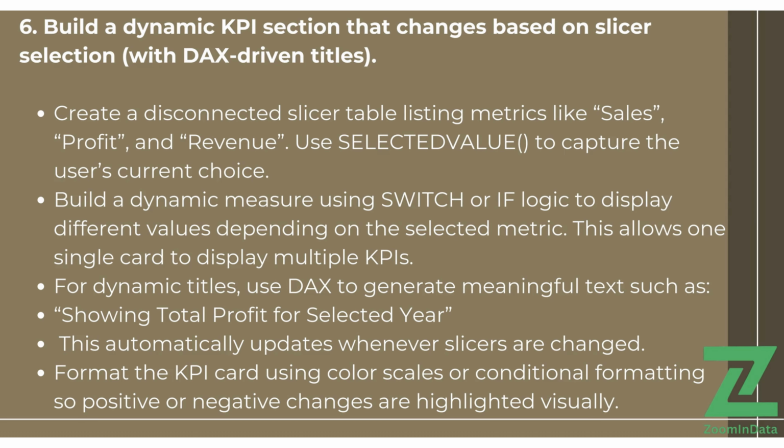For dynamic titles, use DAX to generate meaningful text such as showing total profit for selected year. This automatically updates whenever slicers are changed. Format the KPI card using color scales or conditional formatting so positive or negative changes are highlighted visually.